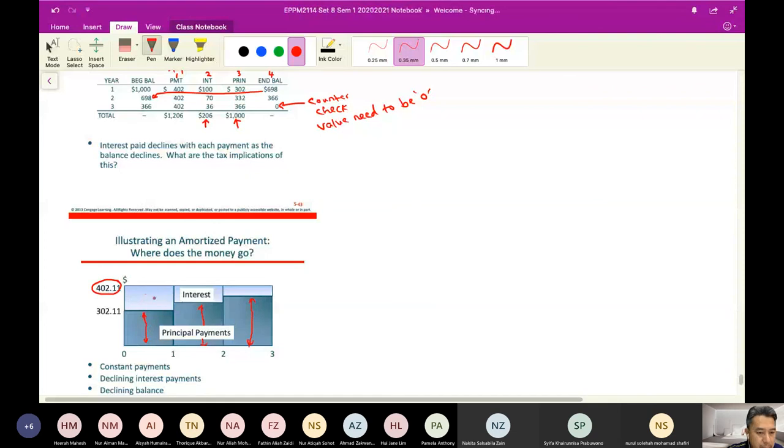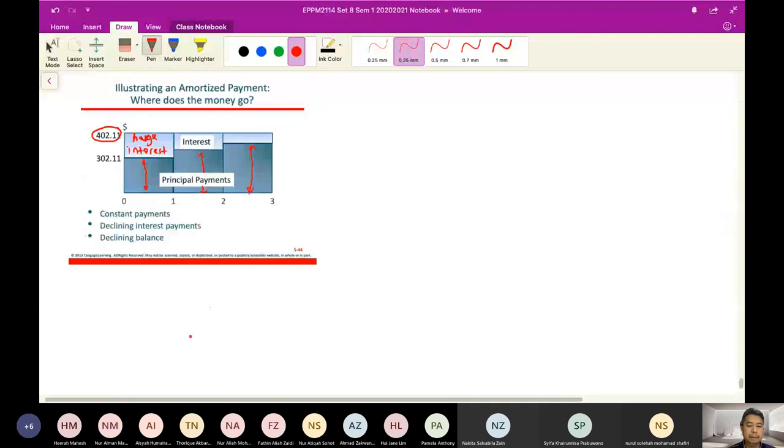Because your loan is bigger, so your interest is big. Interest is huge. And then when your beginning balance is smaller, here you see the beginning balance is smaller, then the interest is also small. When the beginning balance at the beginning of the year is smaller, your interest is smaller. And we finish.